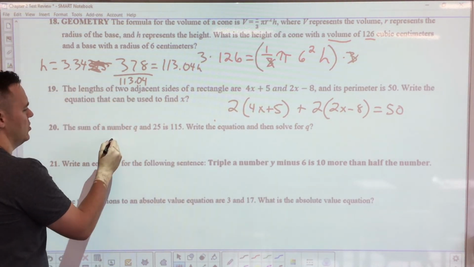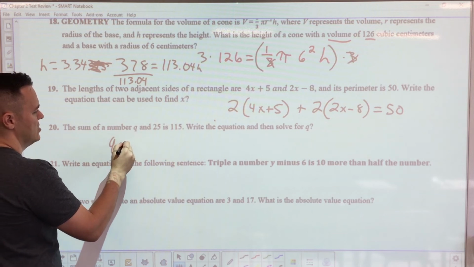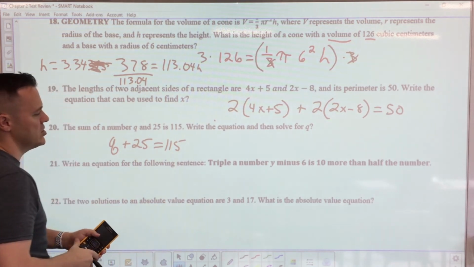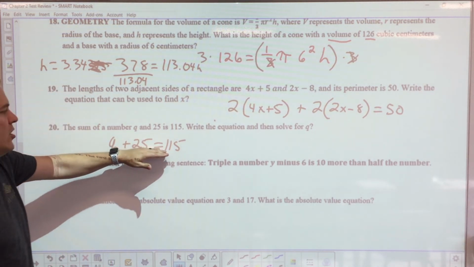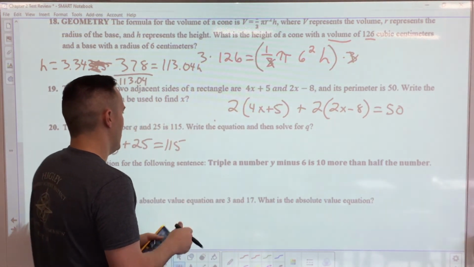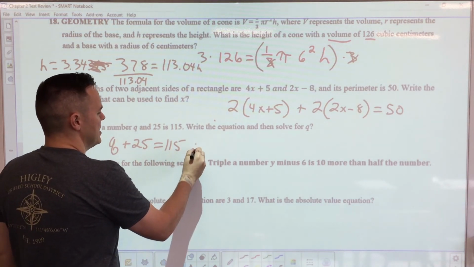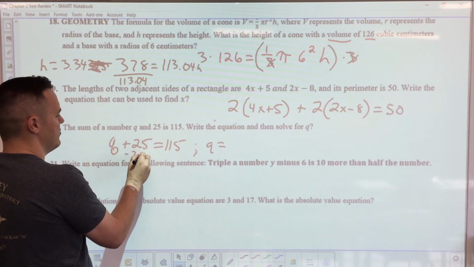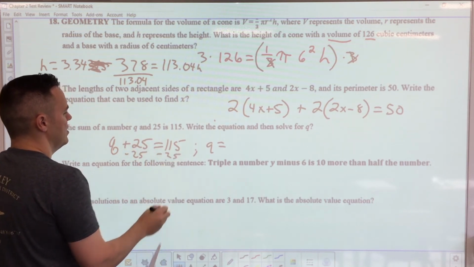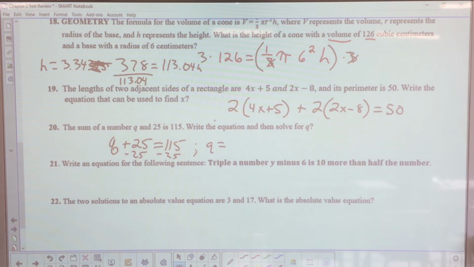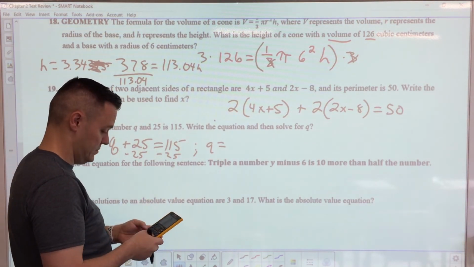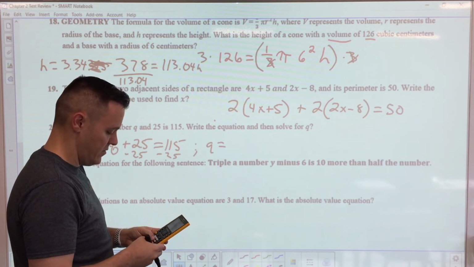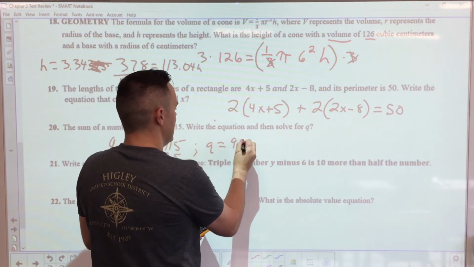The sum of a number q and 25, so it's added together, is 115. I would want you to write the equation and then solve for q, and it's going to be in the same type of box. So it's going to look like this: q plus 25 equals 115. Subtract 25 from this side, subtract 25 from here. Okay, and if you do that, ladies and gentlemen, you should be able to do that in my head: 115 minus 25, and that's going to equal q equals 90.